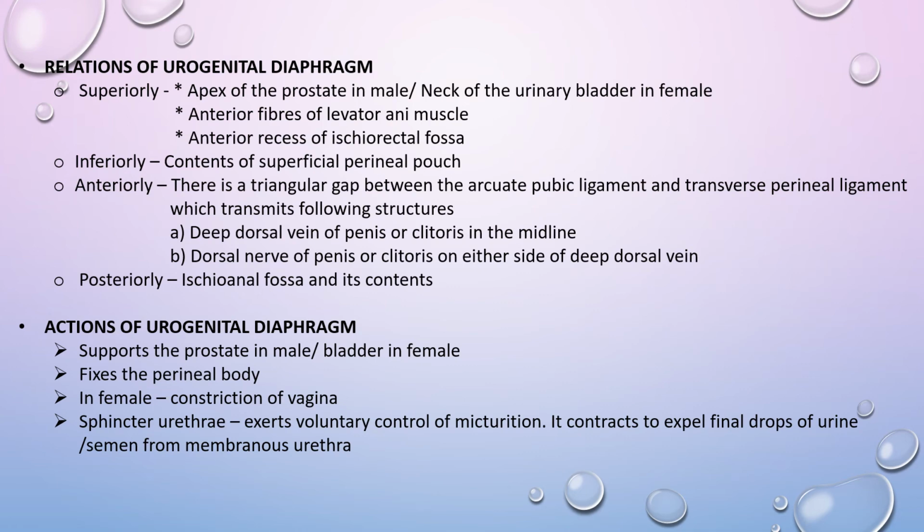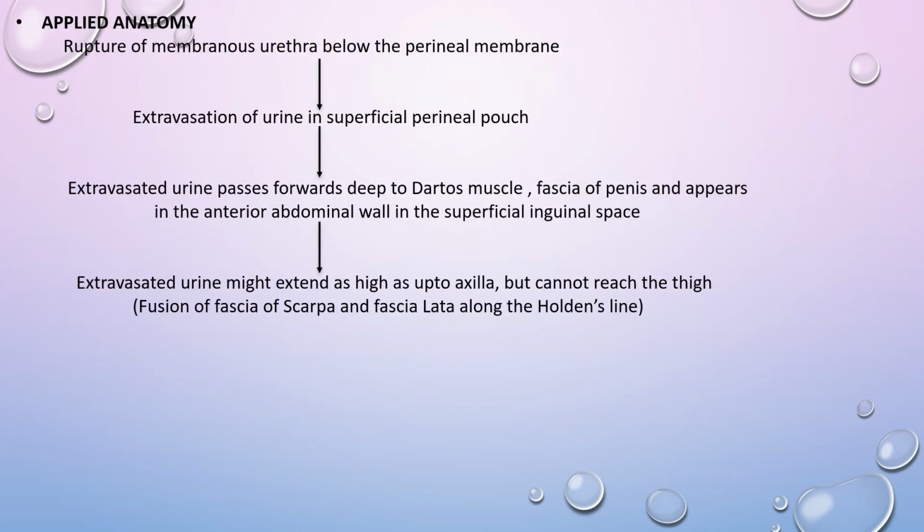It fixes the perineal body. In female, it produces constriction of the vagina. The sphincter urethrae exerts voluntary control of micturition. It contracts to expel the final drops of urine or semen from the membranous urethra. Coming to the applied anatomy of the urogenital diaphragm.